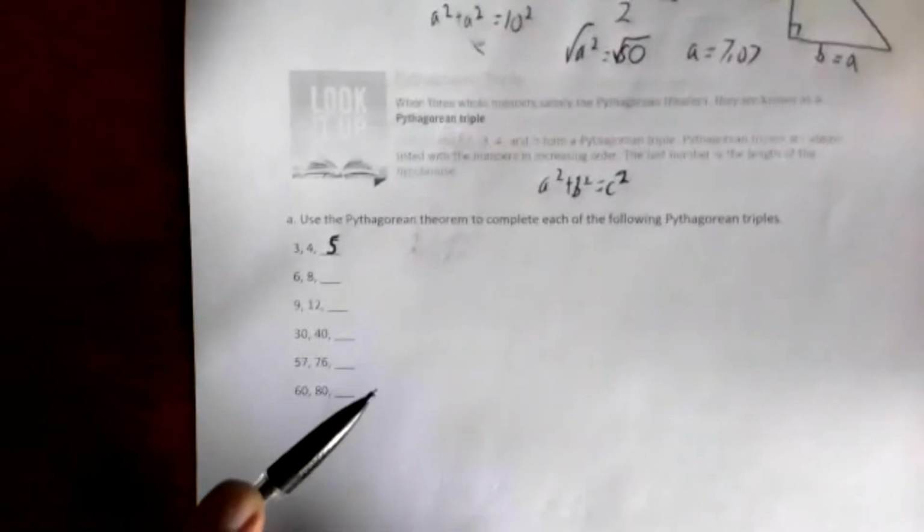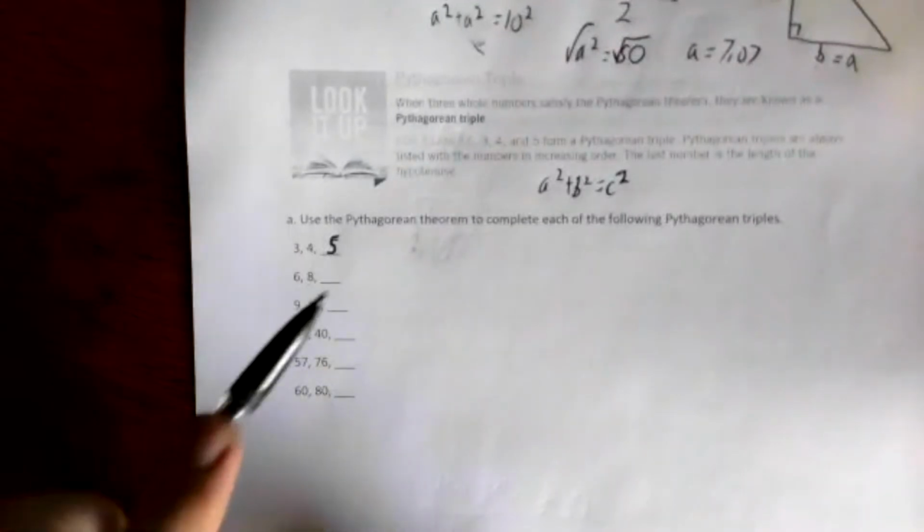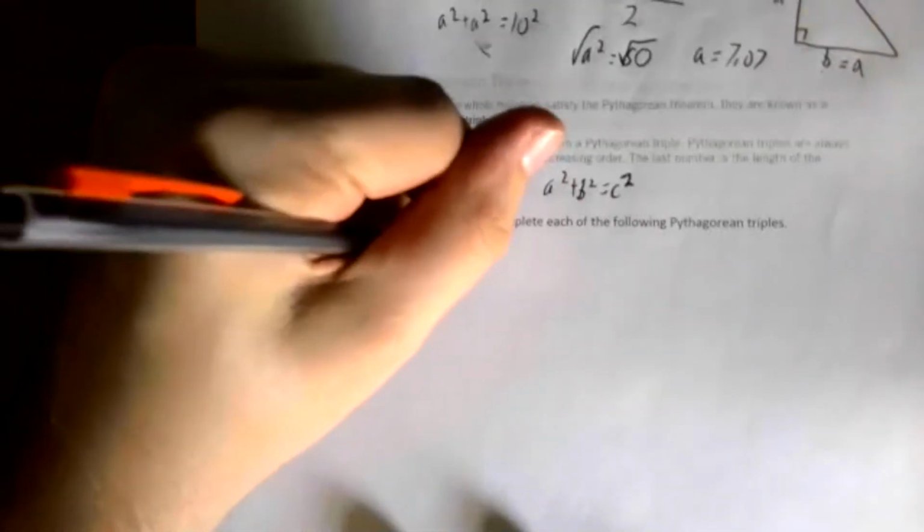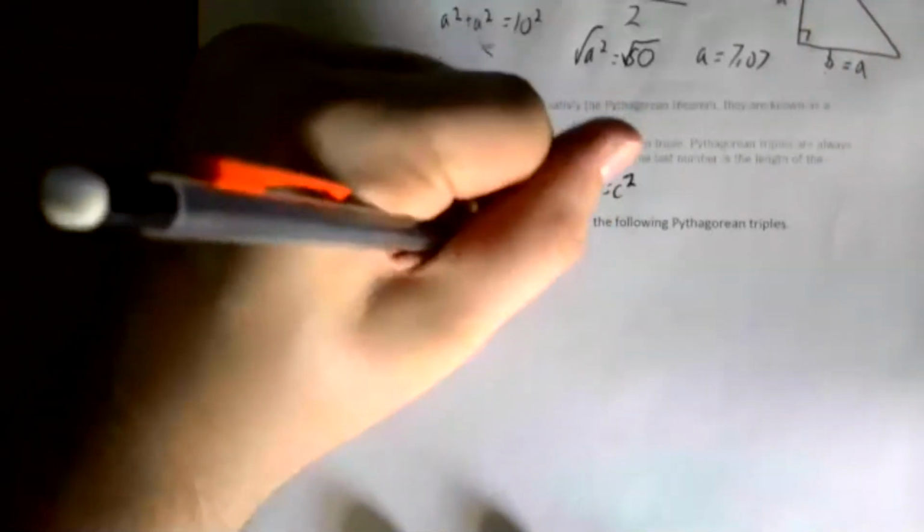Yep, absolutely. So my hypotenuse is always my longest side, right? So it's going to always be the biggest number. Yep, absolutely. So the hypotenuse is always the longest side.